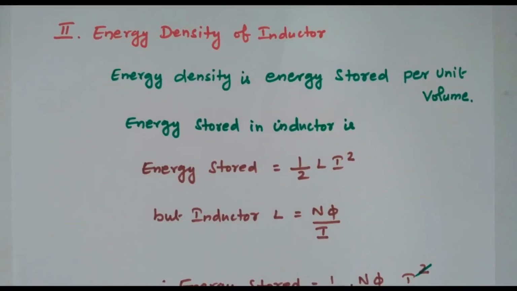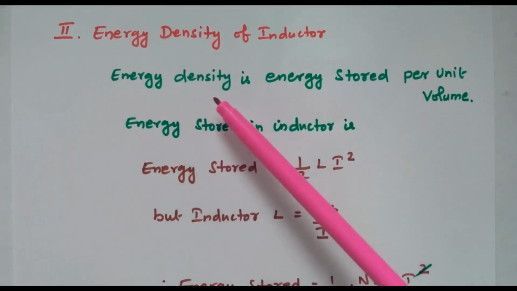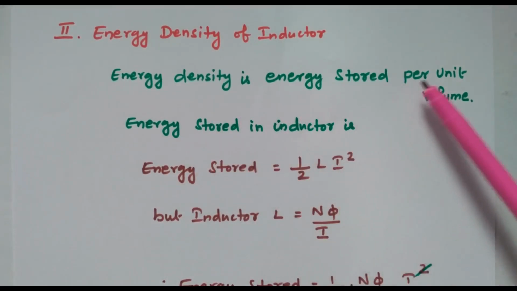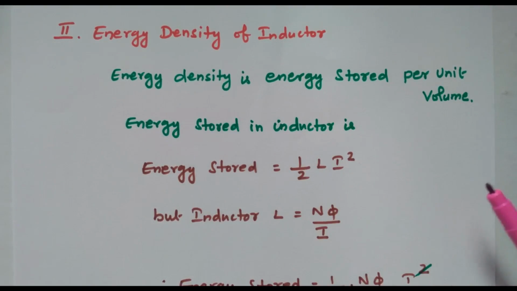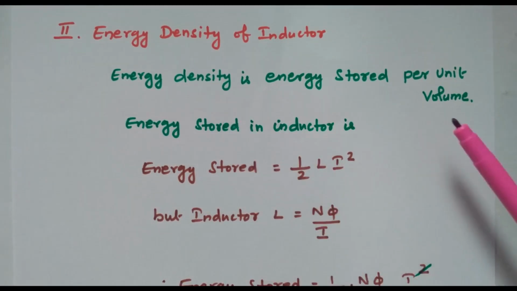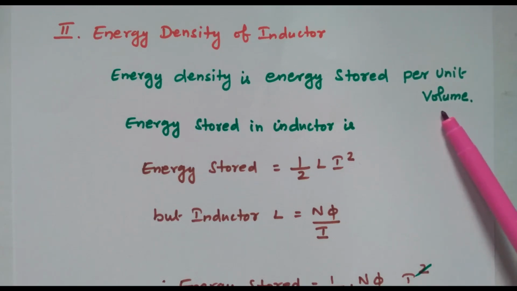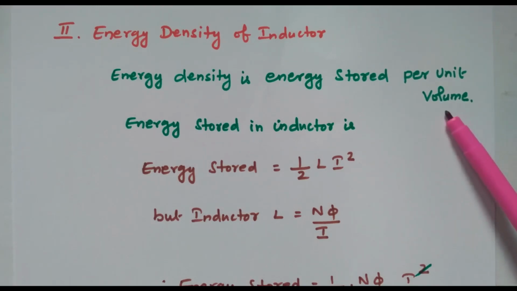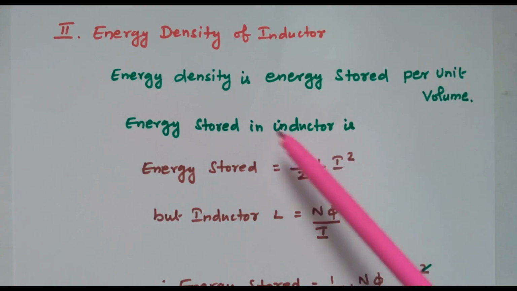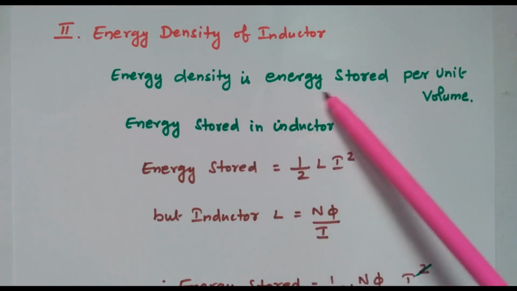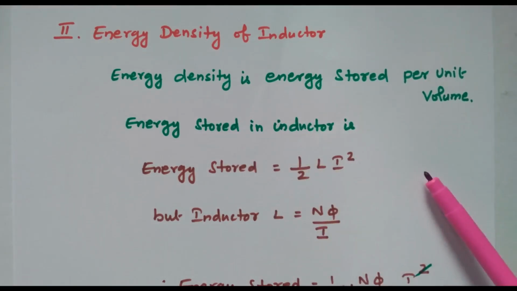Now we'll see energy density. So the energy density is nothing but energy stored per unit volume. So the density means always we can refer either length, area or volume. Here we are referring volume, right? Density, how much density for a given volume, right? So the energy density is energy stored per unit volume.